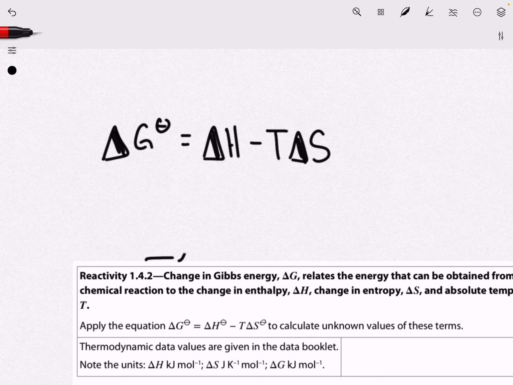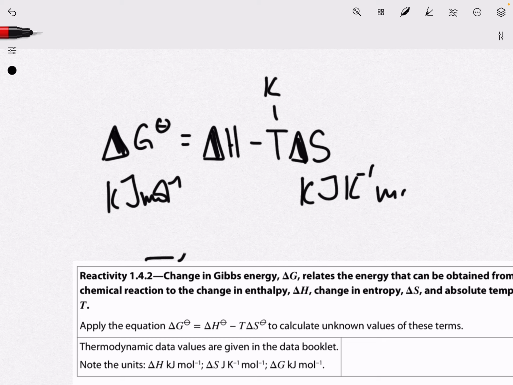So, just so that we know, Gibbs free energy is in units of kilojoules per mole. Our enthalpy is also kilojoules per mole. Our temperature, as we know, will be in Kelvin, as it tends to be. But we need to watch out for our entropy, because here we need to convert to kilojoules per Kelvin per mole. This is often something that you'll have to watch out for in exams.